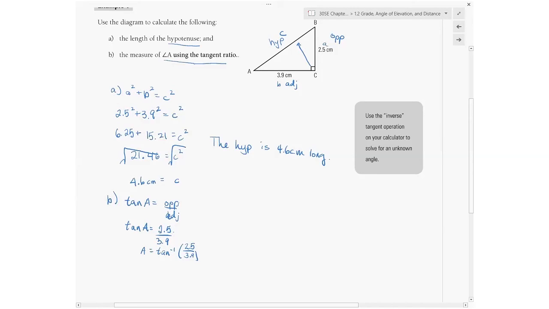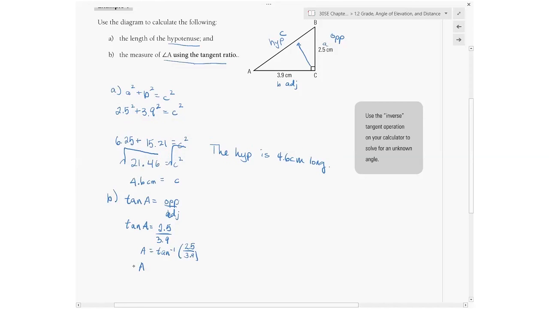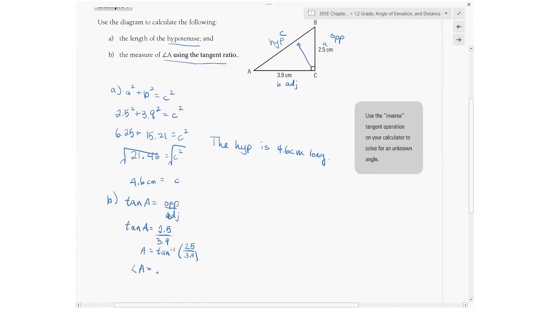If you push second function tan, and that pops up on your screen, then keep going. It may even have a bracket. If it doesn't have an open bracket, you have to push the bracket button next, and then 2.5 divided by 3.9, and your answer is, so angle A is 32.7 degrees.